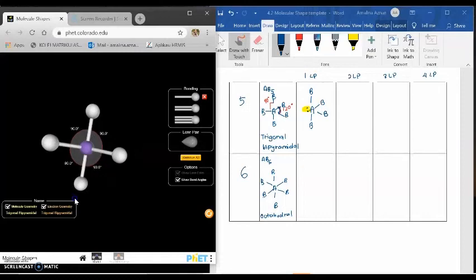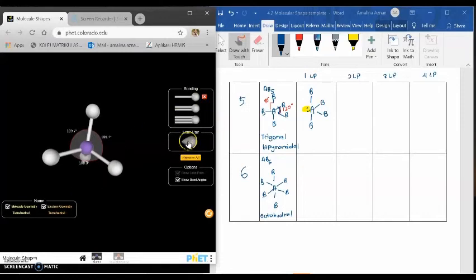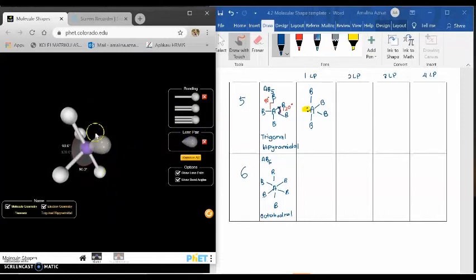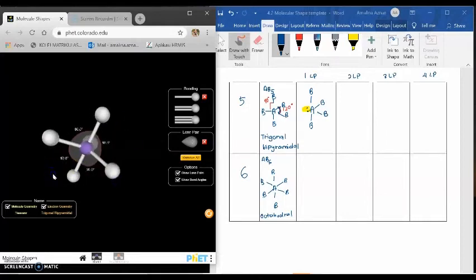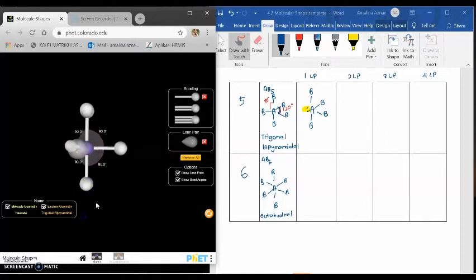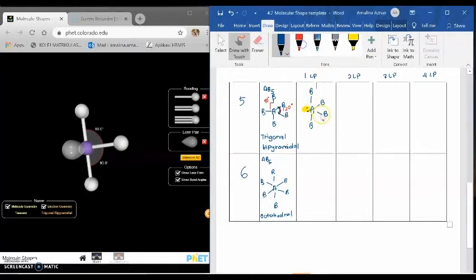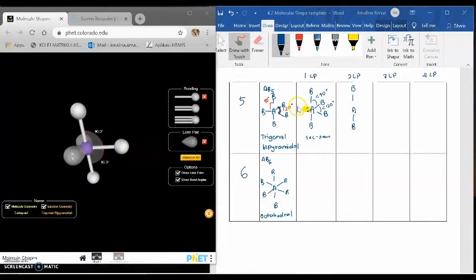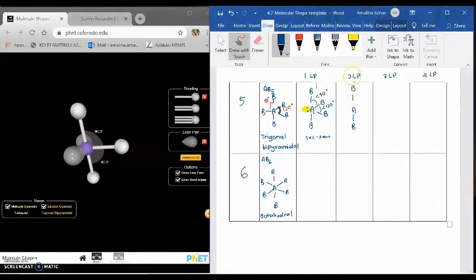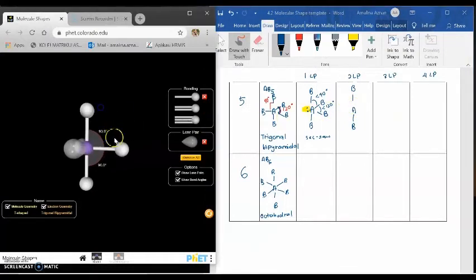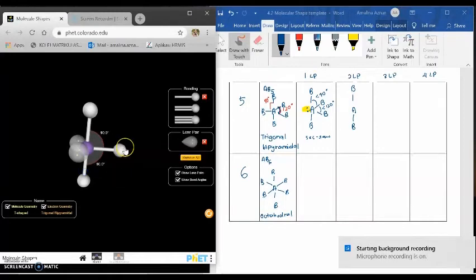Okay, so what if I substitute one bonding pair with one lone pair? The lone pair will be positioned furthest away from the rest of the electron pairs. So the rest of the bond angle. Okay, so if you have two lone pairs, you can see here the position of the lone pair is the furthest away.